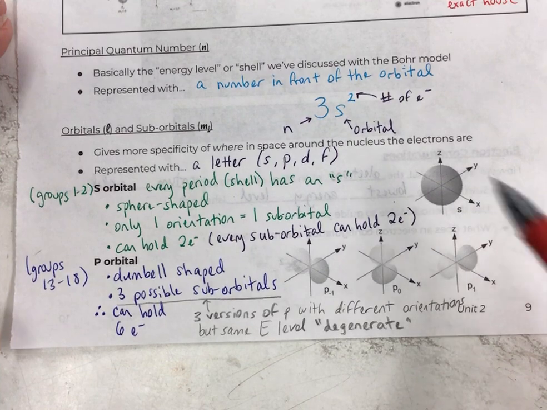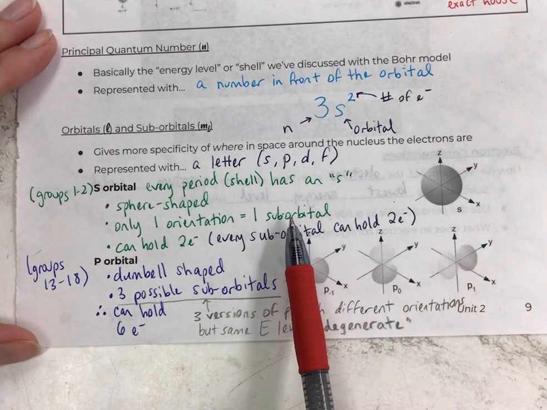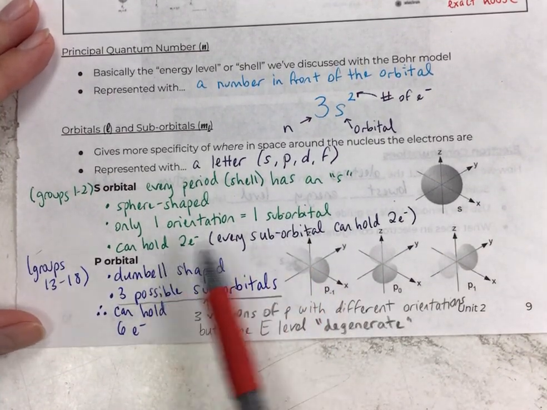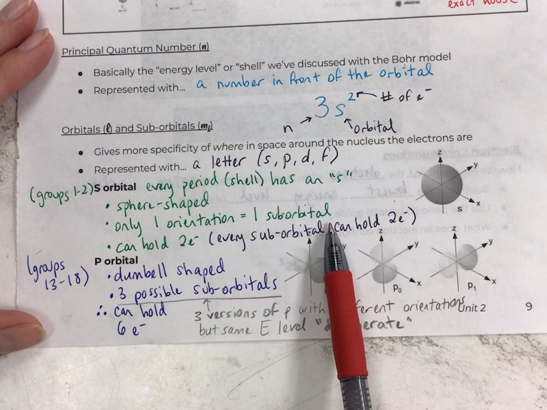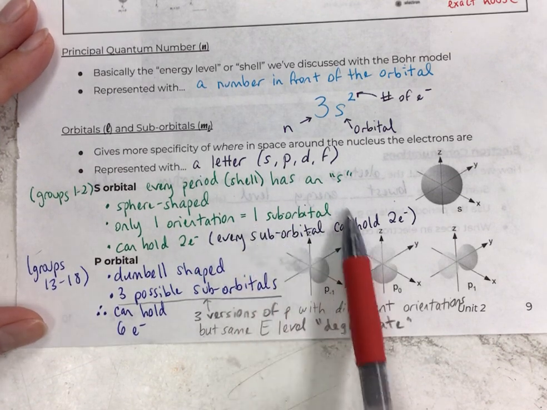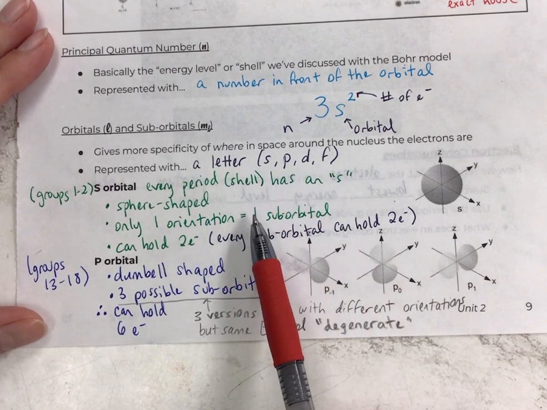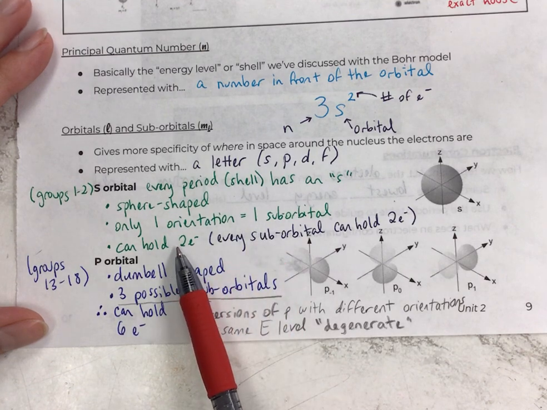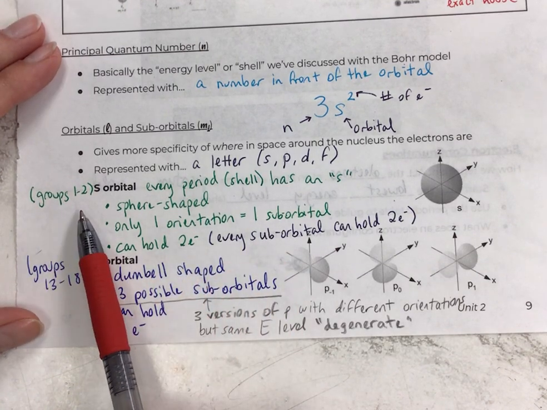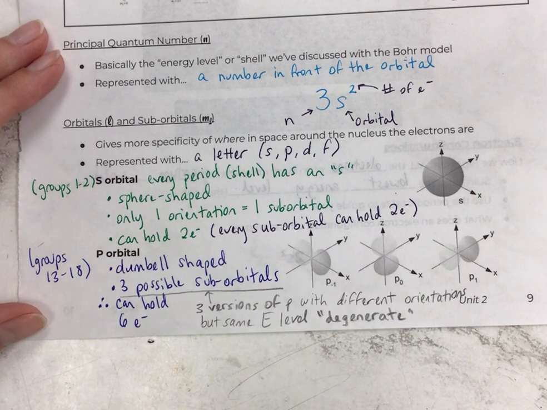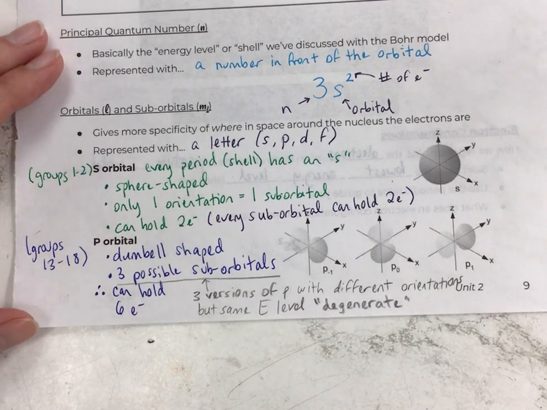These are sphere-shaped. There's only one orientation, which means one suborbital, and it can hold 2 electrons. Every suborbital can hold 2 electrons. So we'll notice, for example, this one has only one suborbital. Each holds 2, so we can only hold 2 electrons. These are groups 1 and 2. So we always start when we move down a period with a new s orbital.